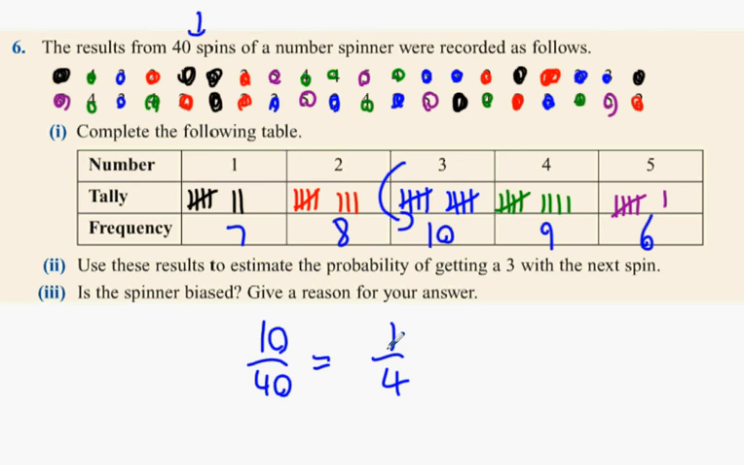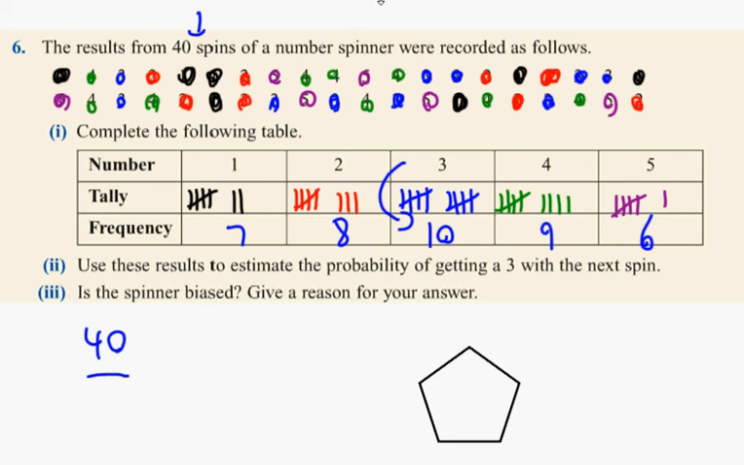You can say one thing is, if the spinner wasn't biased, if the spinner was perfect, let's say, how much would each one turn up? So you spin it 40 times. How many different outcomes do we have? 1, 2, 3, 4, 5. It's a 5-sided spinner. Yeah? Do you remember, where's my pentagon? Do I have a pentagon here? Oh, here we go. Something like this.